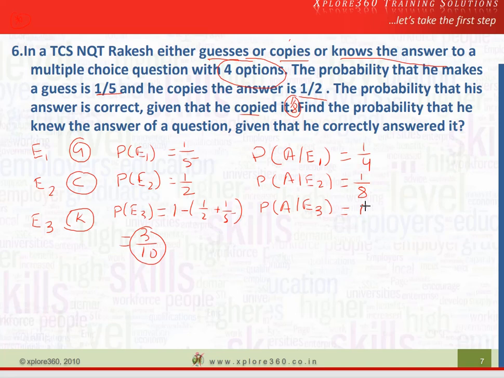Now you have to find out the probability that he knew the answer of a question given that he correctly answered it. So I'm going to write the formula for the Bayes theorem. This is P(E3 upon A).